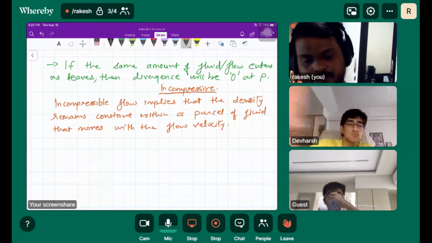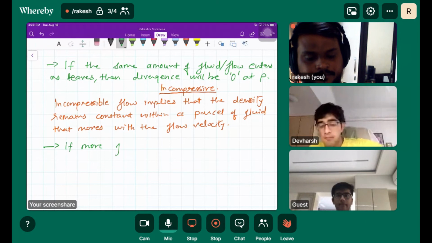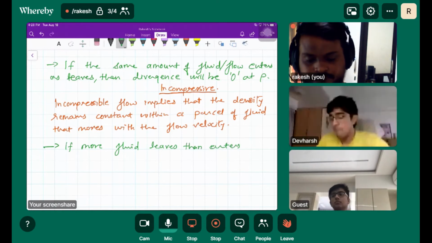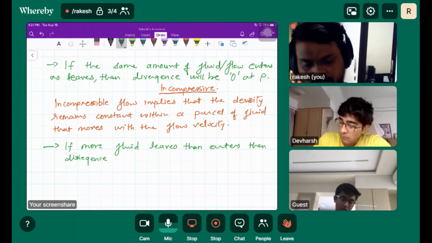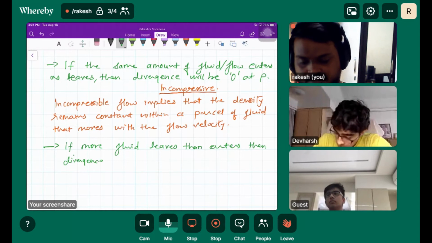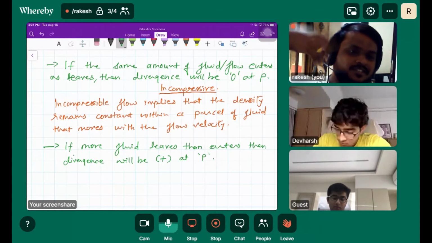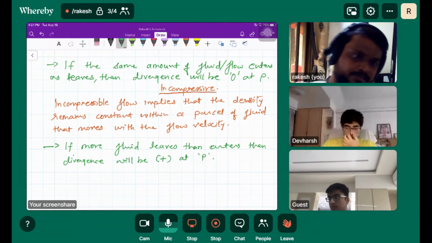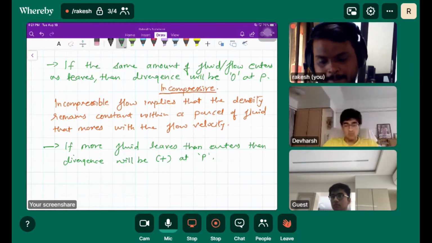So now the third condition is, if more fluid leaves than enters, then divergence will be positive at P. Okay. So it is diverging, right? The liquid coming out from the neighborhood around P is more than the liquid that enters, right? So that is the positive divergence. You got the idea here?